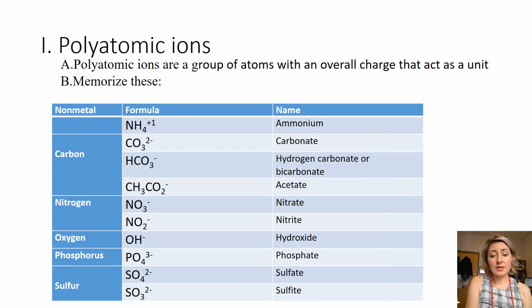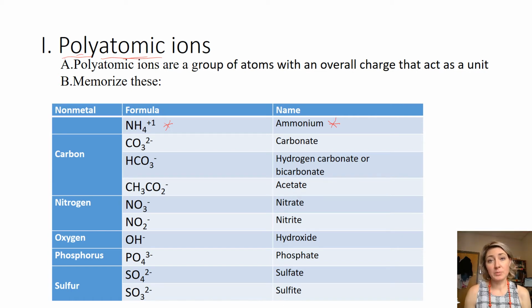So just like the name suggests, the word poly means many and atomic is atom. So we're going to see a group of atoms that have an overall charge and they're acting as a unit together. So this list that you have here matches what you're going to see in your guided practice. It is an extensive list. You do have to have every single formula and charge along with the name memorized. Get this done early. It's going to help you.